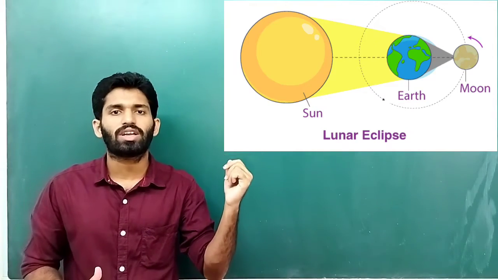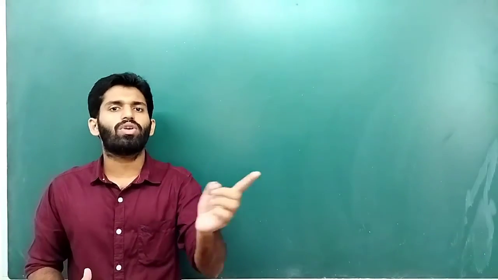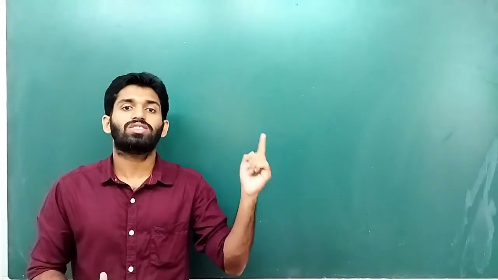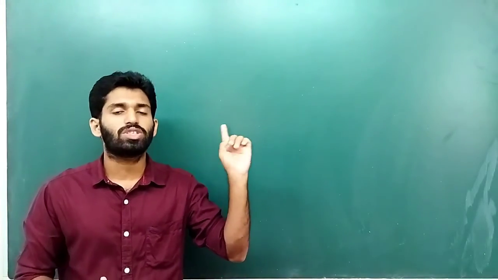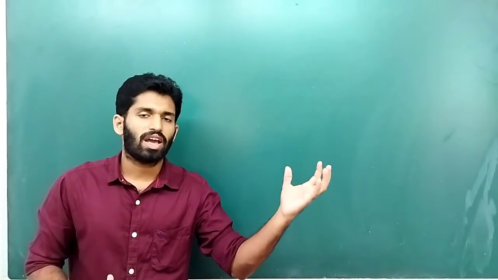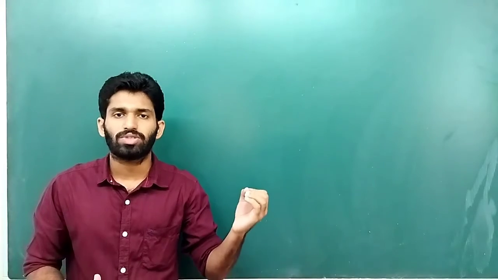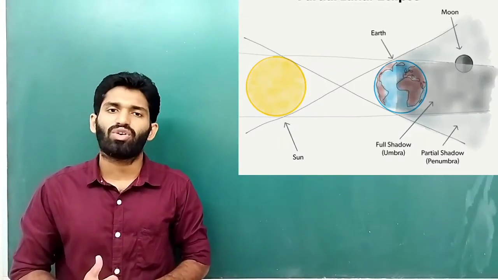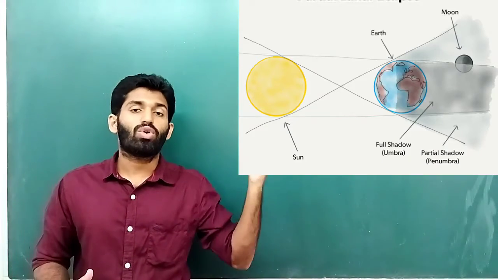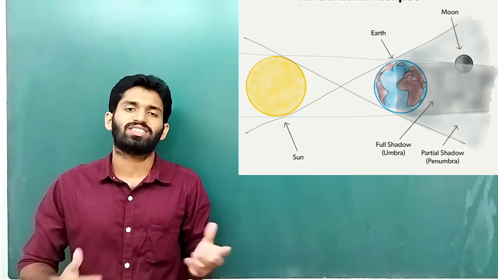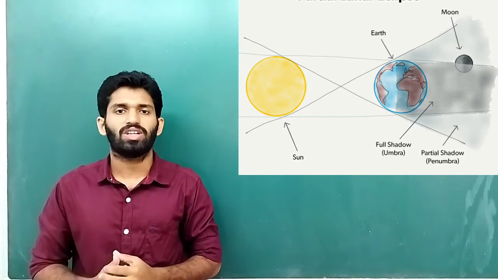So what is a lunar eclipse? When the moon is revolving around the earth and it moves into the shadow of the earth, it will not receive any light, and it is known as a lunar eclipse. When the moon is completely under the shadow of the earth, it is known as a total lunar eclipse, and when it is partially under the shadow of the earth, it is known as a partial lunar eclipse.